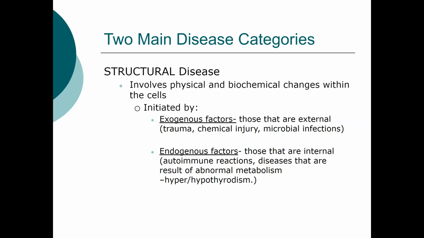Does that make sense? Exogenous impacts the cells from the exterior. Endogenous impacts the cells from the inside of the body. These are the two categories in the structural disease. You're going to need to know that.